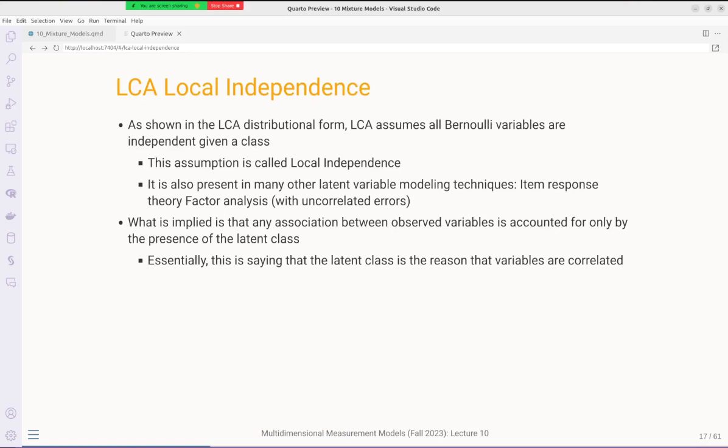And the nice thing about local independence is that it tells us that the reason we may observe correlation in variables marginally is due specifically to the latent variable model itself. So remember, local independence describes that, given a class in this framework, or given a latent variable theta in the IRT framework, the items are independent.